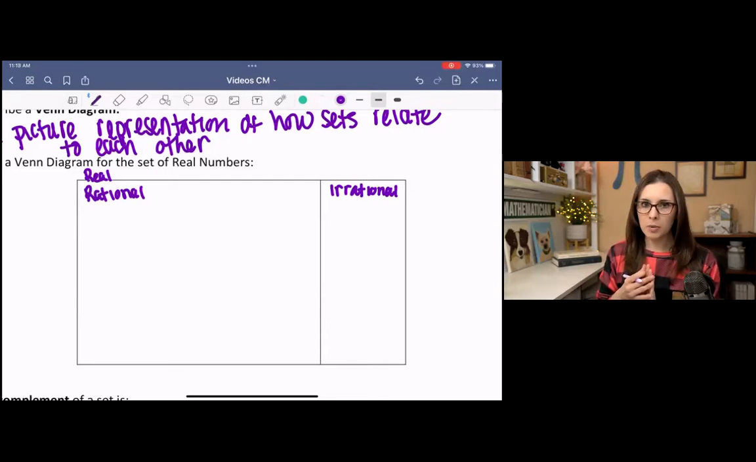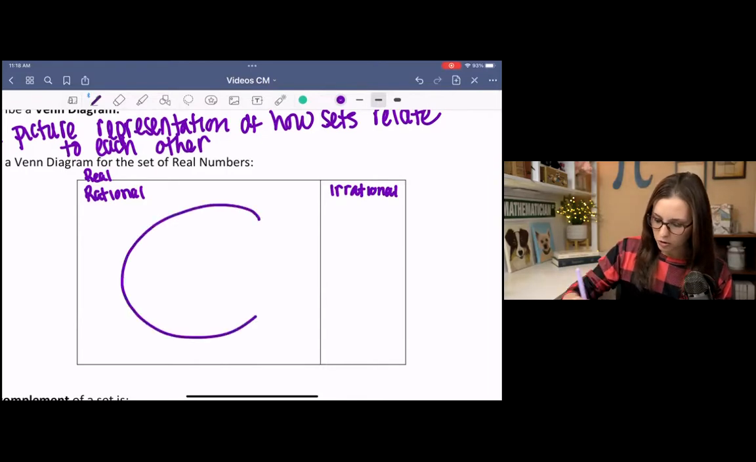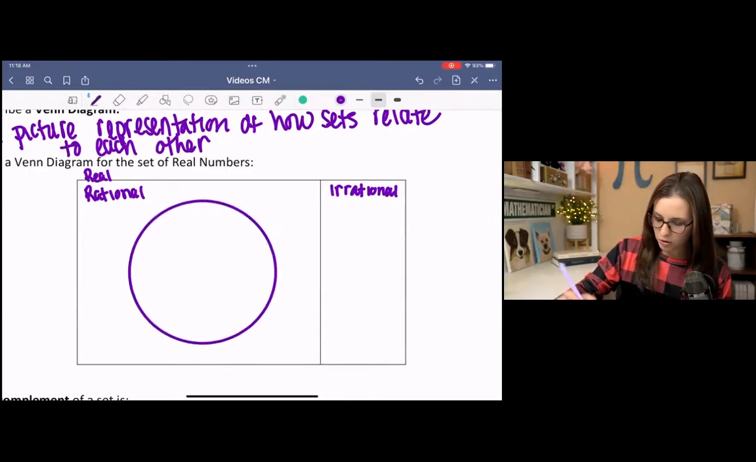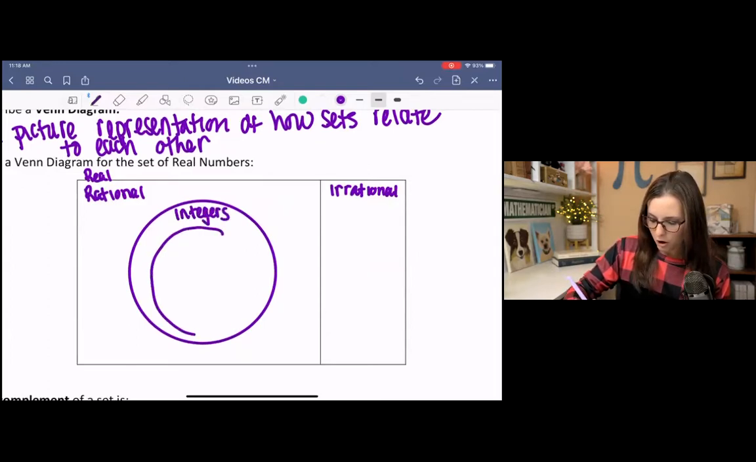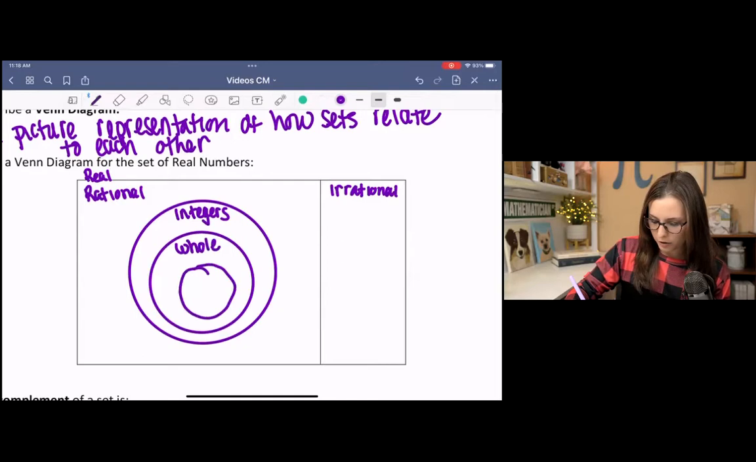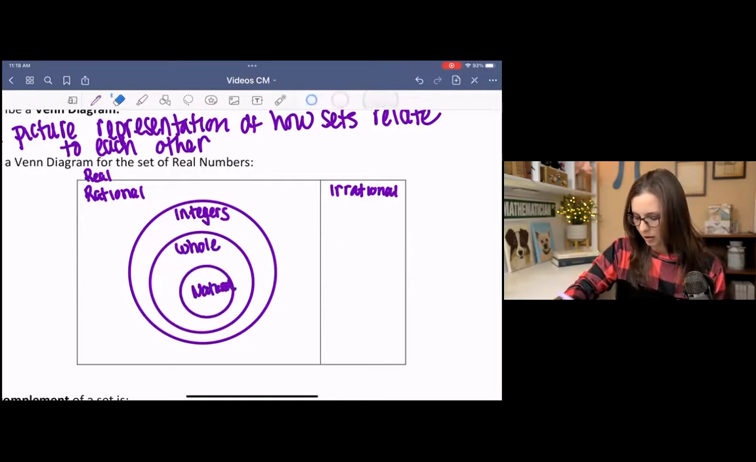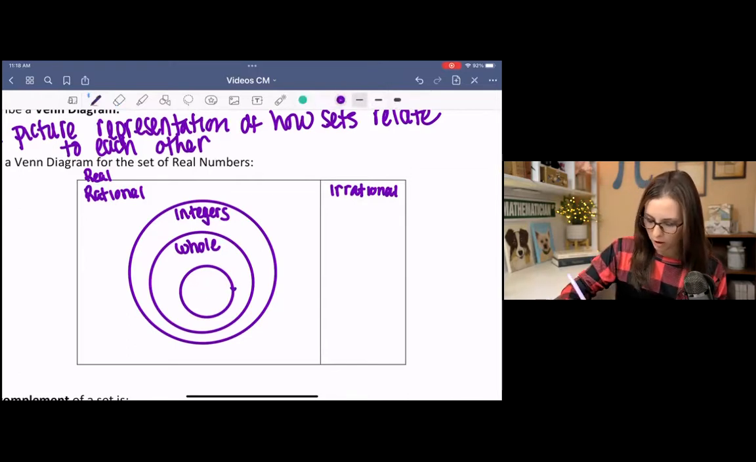The rational numbers are made up of integers. So I'm going to draw a circle for integers. And the integers are made up of whole numbers. And the whole numbers are made up of natural numbers. That looks ugly. This is where those symbols would come in handy. Make this a little smaller. Natural. There we go.